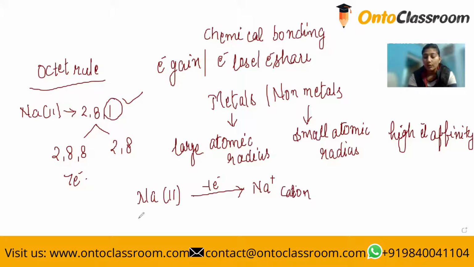So now the configuration of sodium was 2, 8, 1, but by donating 1 electron, it has 2, 8. Now the octet is complete and it forms the sodium ion. And now it is stable as a sodium ion. So we discussed a metal, sodium. Now we are going to discuss a non-metal.